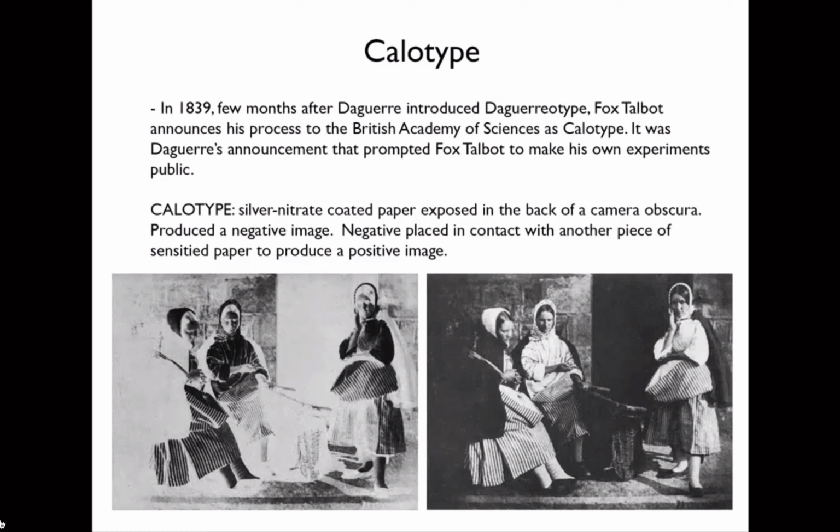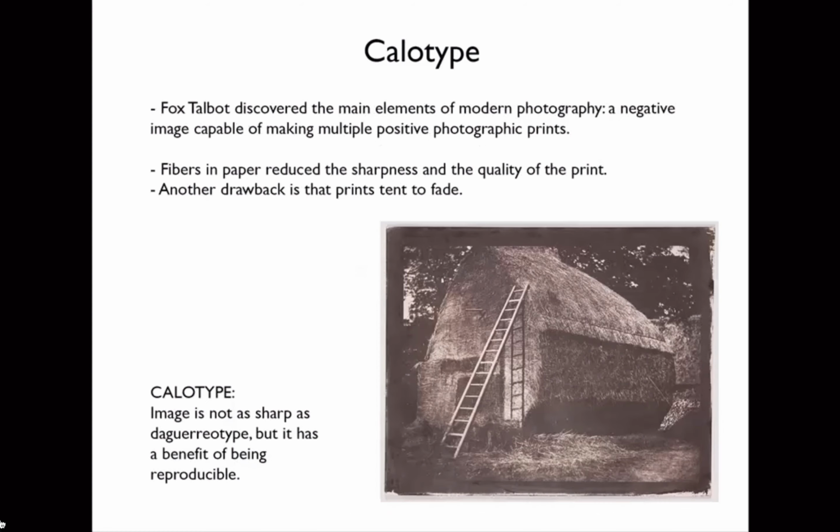Now, Calotype is a silver nitrate coated paper exposed in the back of a camera obscura. It produced a negative image, a negative placed in contact with another piece of sensitive paper to produce a positive image. So we can see it here, right? This was a negative image got from camera obscura, and then this is one of many positive images that you can make from that negative image. Now, Fox Talbot discovered the main elements of modern photography, which is a negative image capable of making multiple positive photographic prints. Now, the problem was that fibers in the paper reduced the sharpness and the quality of the print.